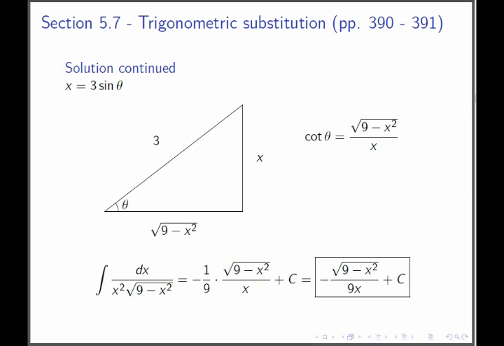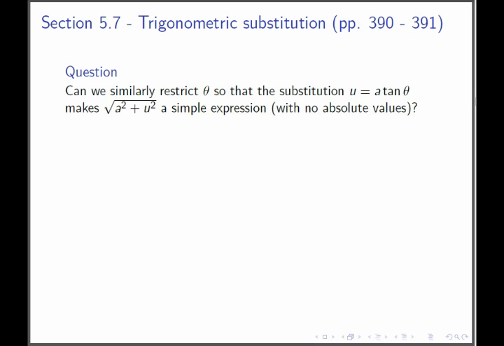Now it's natural to ask, can we similarly restrict theta so that making a substitution u equals a tangent theta will make this square root of a squared plus u squared into some simple expression with no absolute values? Well, again, the answer is yes. Let's take a look at what this expression simplifies to.